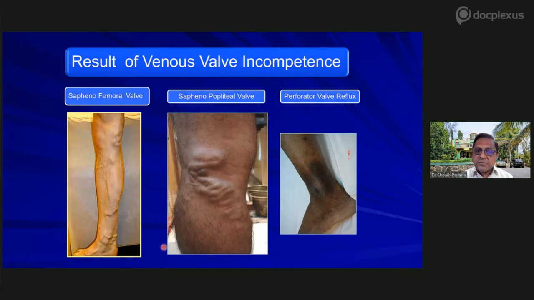If the short saphenous vein is involved because of the leakage of the saphenopopliteal valve, then you will see varicosities behind the knee joint as seen here.